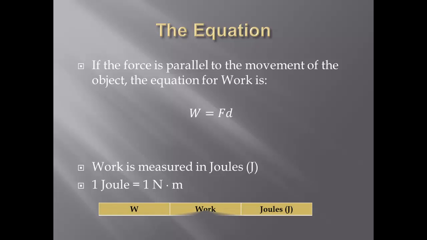Take a minute now to update the table at the back of your notebook. The variable for work is W, the quantity is work, and the unit is joules, J. Pause the video and put this into the back of your notebook.